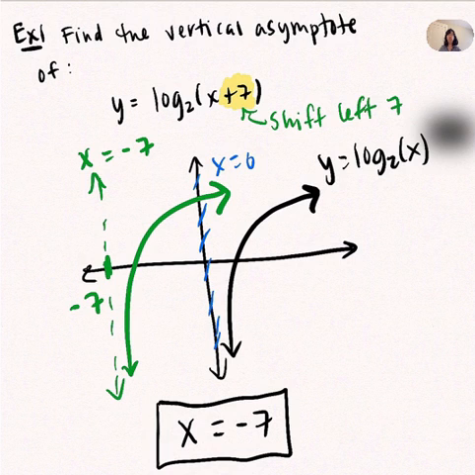So when you're finding vertical asymptotes of log functions, watch out for what happens inside of here and if there's a right-left shift. In fact, your asymptote is going to occur when this inside thing is equal to 0.